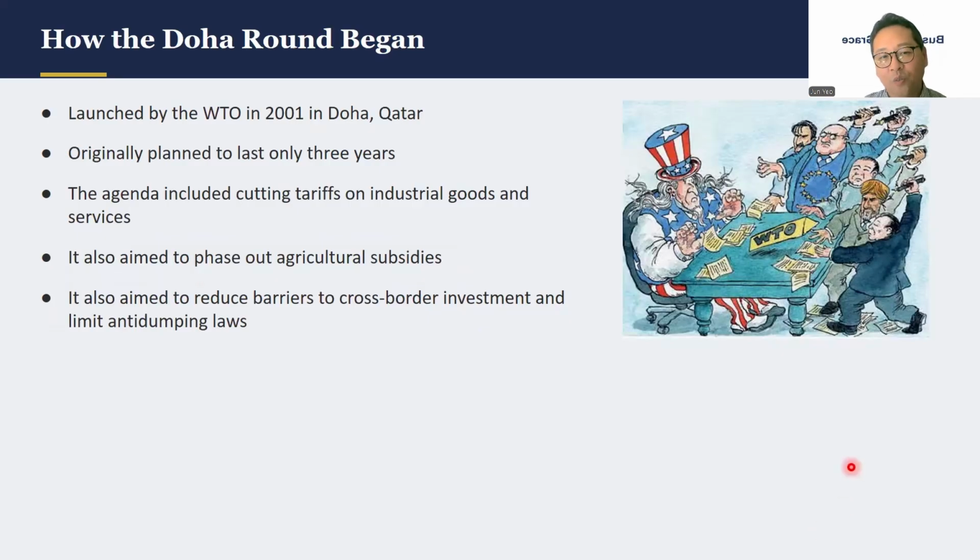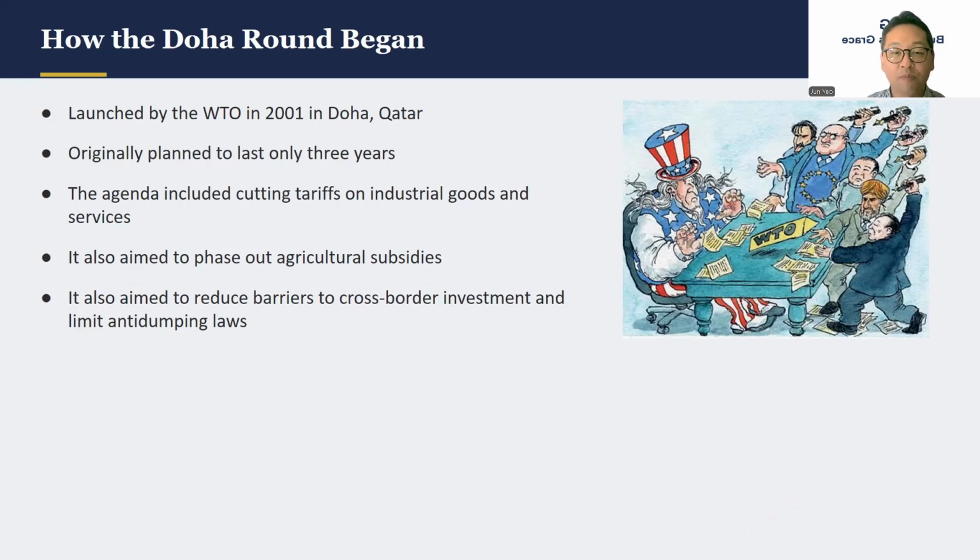In 2001, the WTO launched a brand new round of trade talks. These talks are called the Doha Round, named after Doha, the capital of Qatar, where the meeting was held. The talks were originally scheduled to last only 3 years.